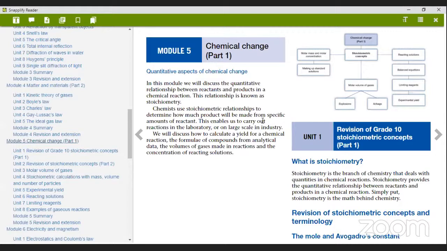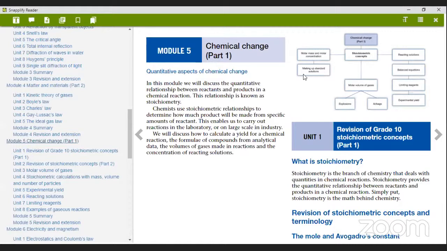Before we go through that, I see there's an outline there. As you can see here, chemical change part 1. We can see that the stoichiometric concepts are divided into three parts. In this case, we've got the molar mass and molar concentration, which is what we are going to be starting with today. And then the next part is molar volume and gases. And then the third part is the reacting solutions. And each one also has a subdivision.